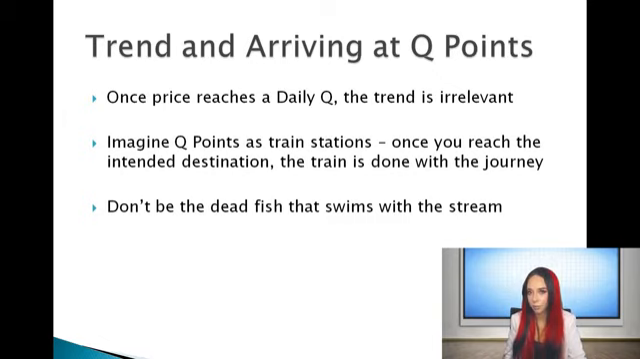Now for the most important part of this lesson: once the price has arrived at an opposing Q point, the trend that was in force up until that point is completely irrelevant. Why? Because you've reached the destination of the intended move. Think back to Q points from my other lessons. Q points represent the systematic, established, confirmed swing extremes.